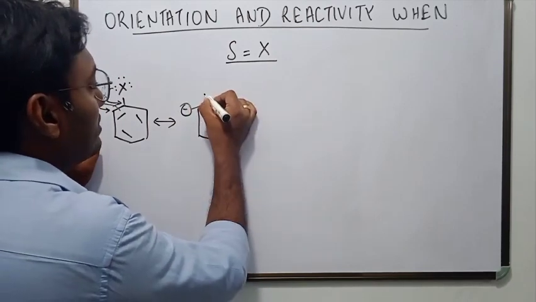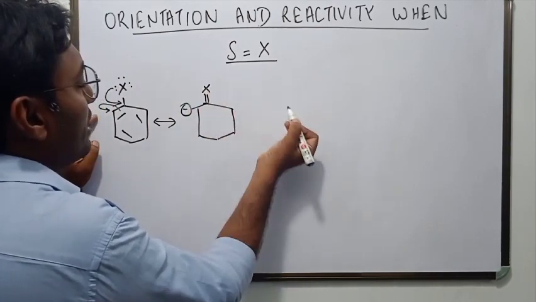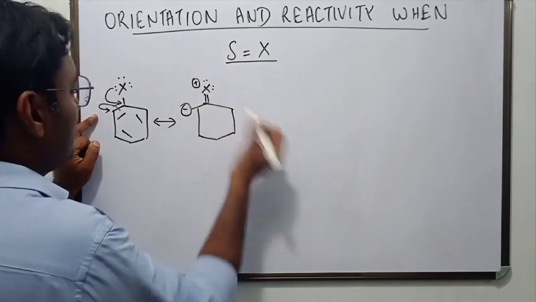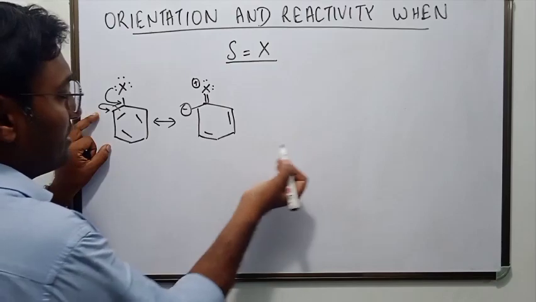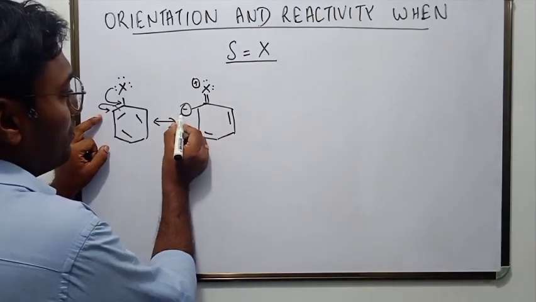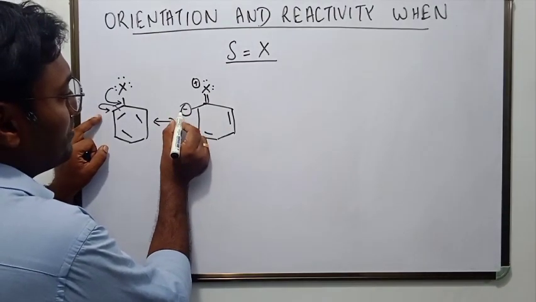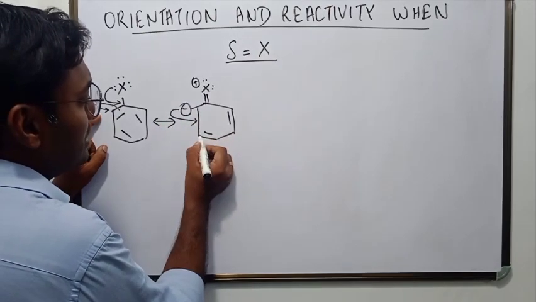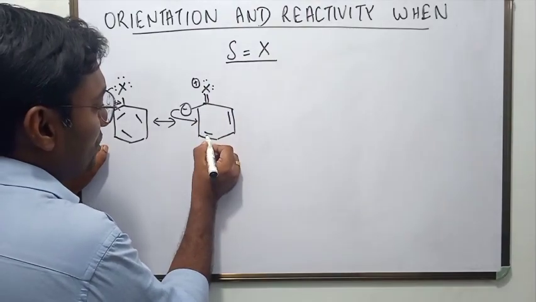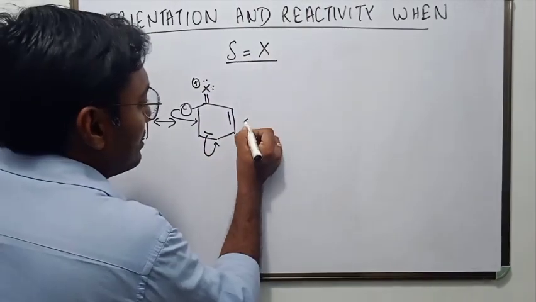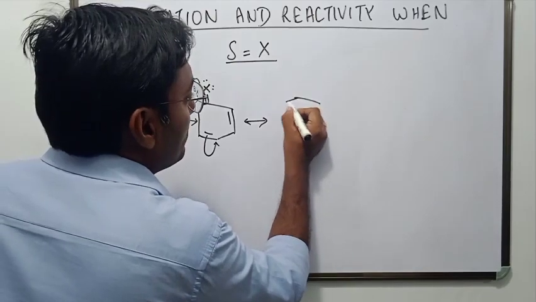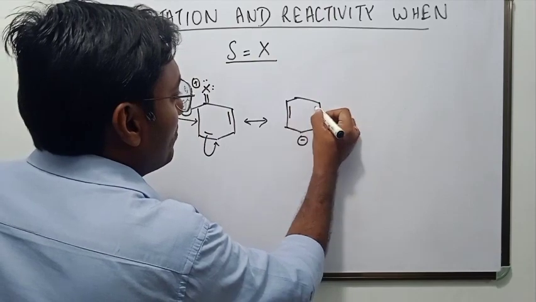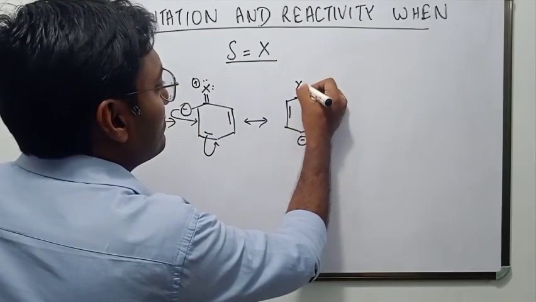Negative charge would come here, and the double bond will come here. The halogen atom has lost one pair, so it would become positive. These pairs are intact. Now this negative charge outside the benzene ring is not so stable. It would get here, and when it gets here, the carbon here becomes unstable, so this would come here. So the third structure would be like this. The negative charge will be here, there will be a double bond here, and this is the same.